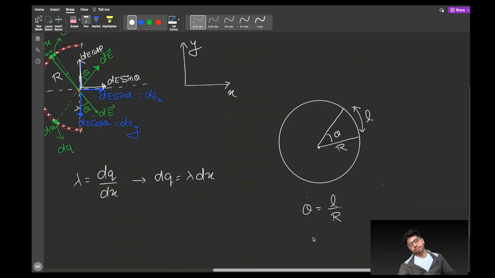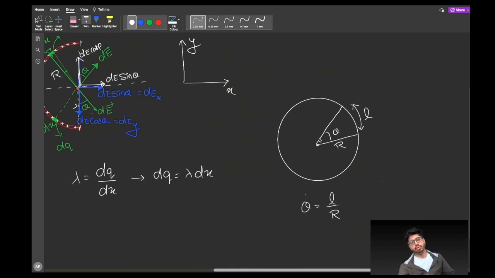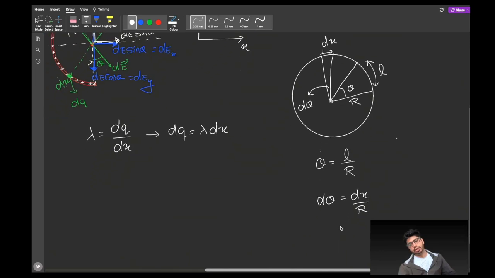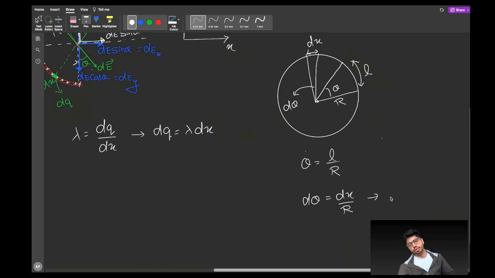So arc length of this. Right now, that arc length, I'm going to take a very small arc length. So let's suppose this is d theta or dx. This is dx, for which there is a small change of the theta that I've taken. So I'm going to write d theta is equal to dx by r. So the dx is going to come out from there as r d theta.